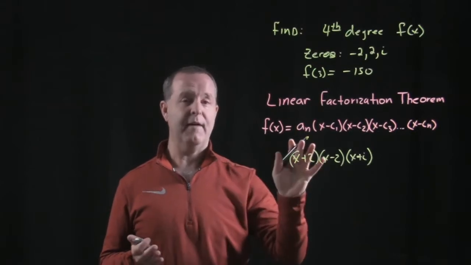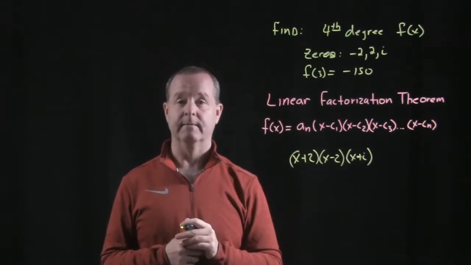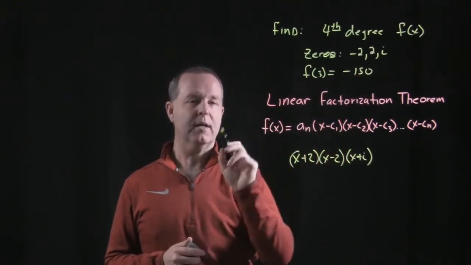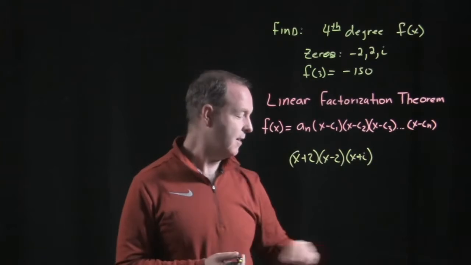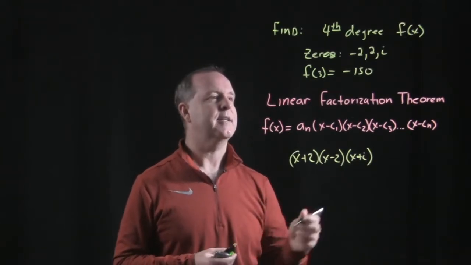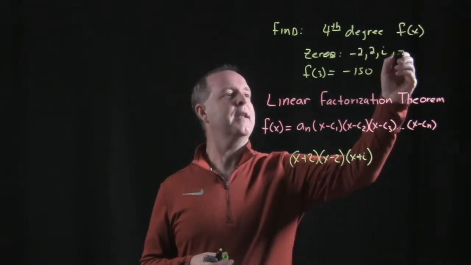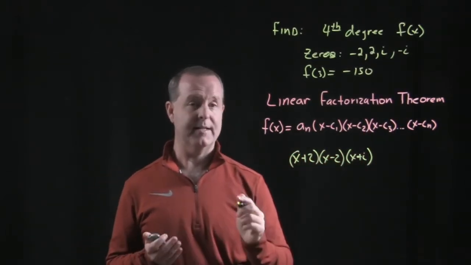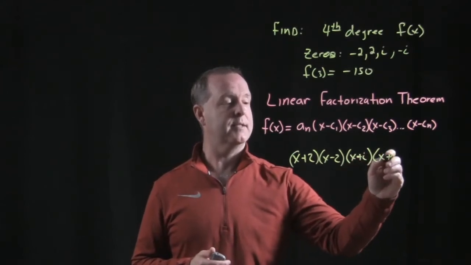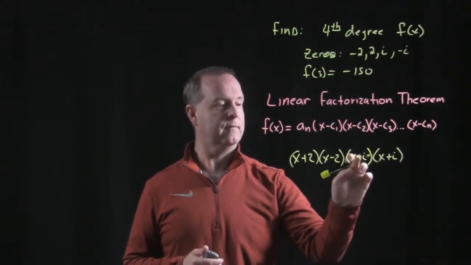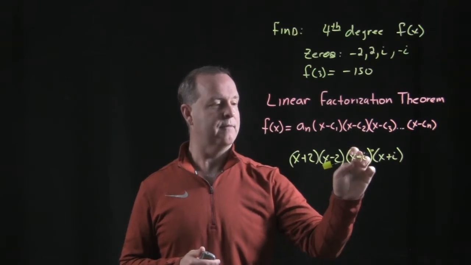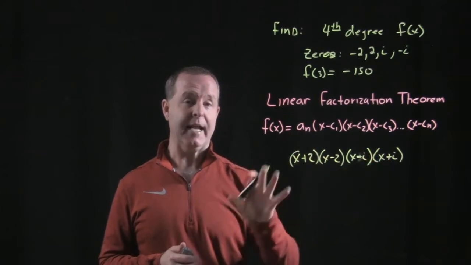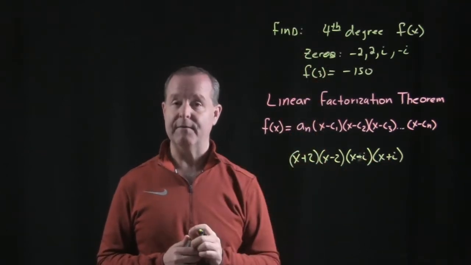And how do I create the other factor? There isn't one. So, oh, that's right. Remember, zeros come in conjugate pairs. So that also means, doesn't it, that there's another factor right here of a -i. And so how does that factor? That factors to an x plus an i. So there are my 4 factors that I was able to obtain by looking at the given information.